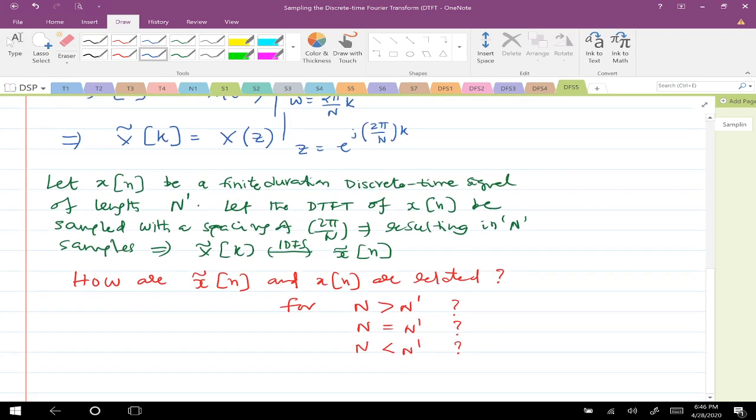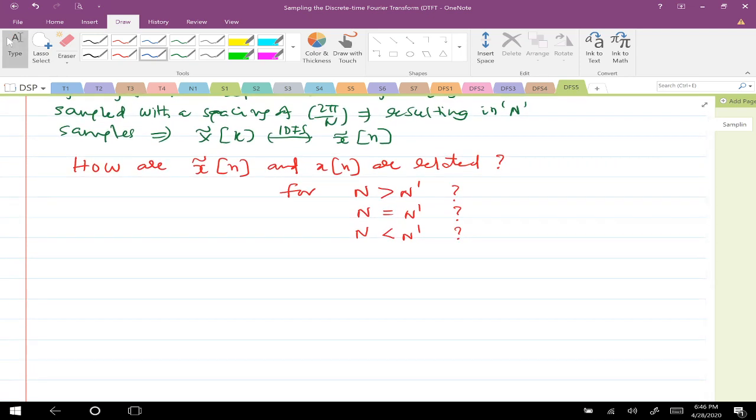There is x of n, for which I am calculating X(e^jω). How do I get that? Given x of n, your X(e^jω) is equal to the summation, n varying from minus infinity to plus infinity, of x of n multiplied with e^(-jωn).